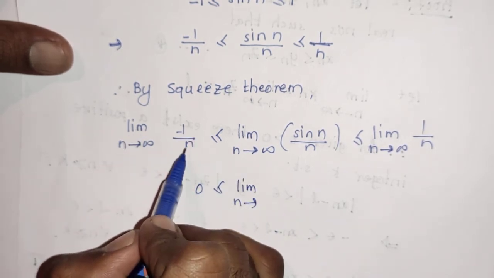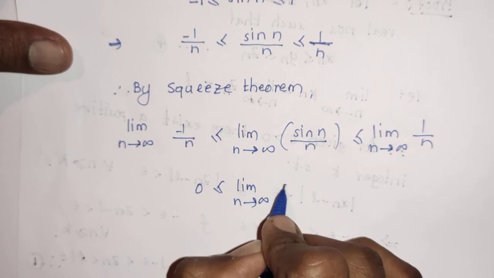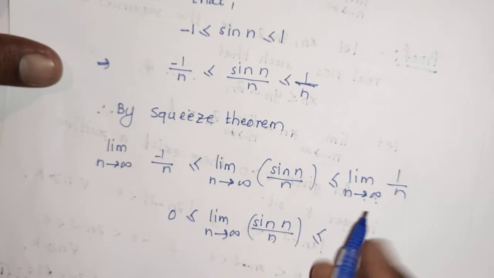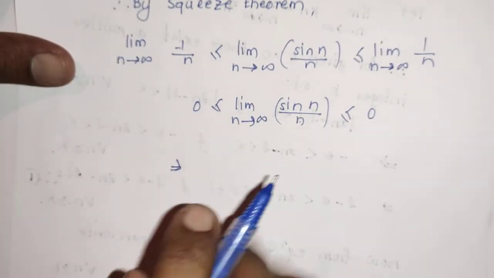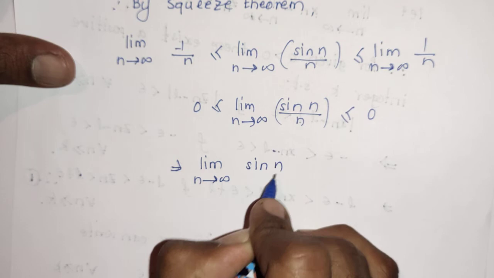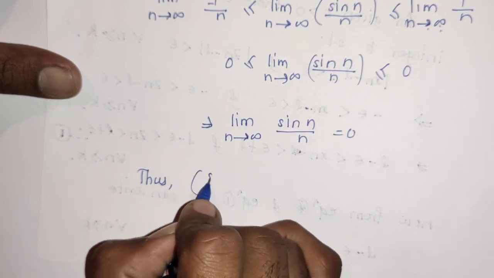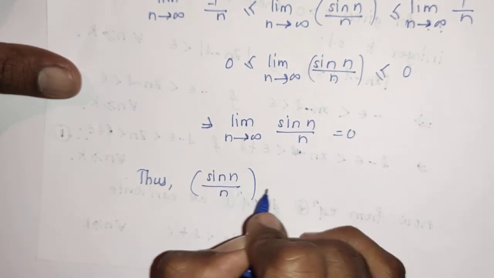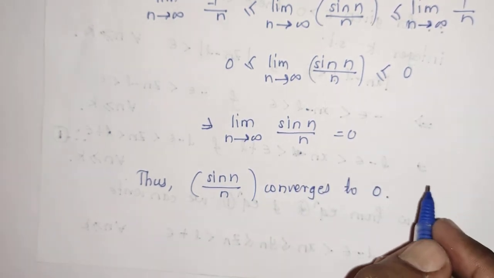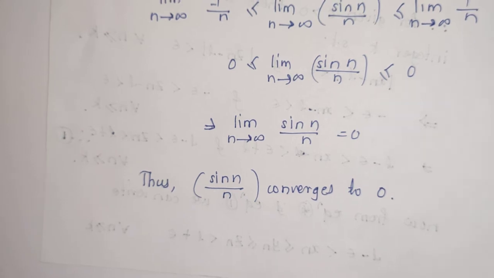Limit n tends to infinity of minus 1 upon infinity, something upon infinity, is 0. So the limit as n tends to infinity of minus 1 by n is 0. The limit as n tends to infinity of sin n upon n is less than or equal to the limit as n tends to infinity of 1 upon infinity, which is again 0. So this implies the limit of the sequence sin n upon n is equal to 0. Thus this sequence sin n upon n converges to 0. Hence the solution of this example. Now we will see the second example, which is the important one.